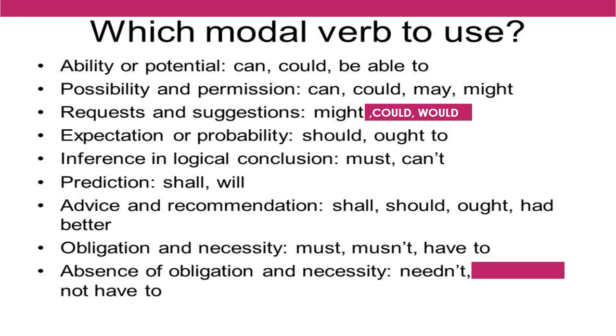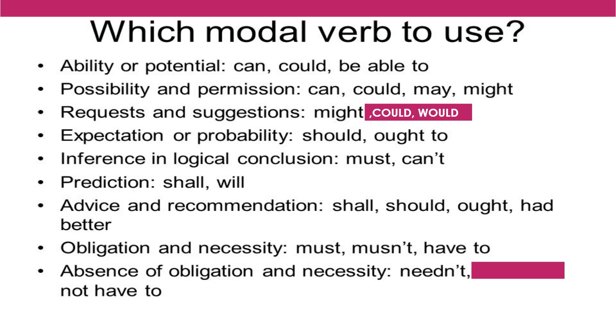For ability or potential we can use can, could, be able to, and for possibility and permission also we can use can, could and may and might. For request and suggestions we have might, and even for polite request we use would and could. For expectations or probability, we use should, ought to.